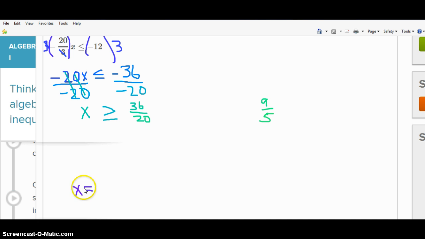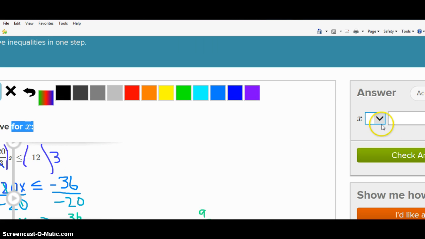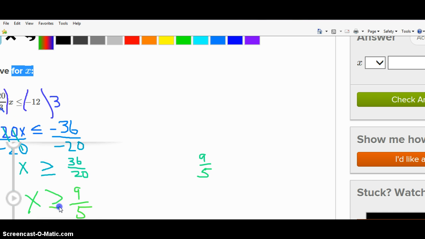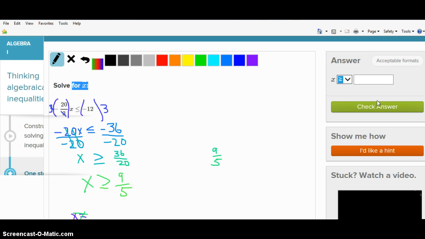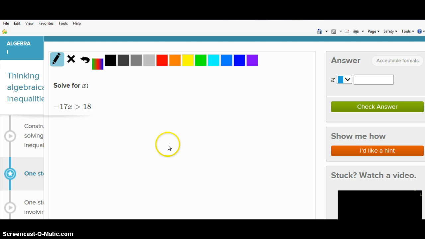So x has to be greater than or equal to 9/5. Let's see if it'll let us put that in as an improper fraction. Sorry, I forgot my greater than or equal to sign. Yep. So you can leave it as an improper fraction if you would like. Let's try one or two more.